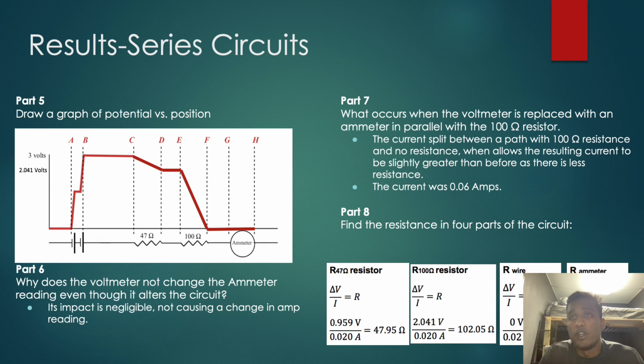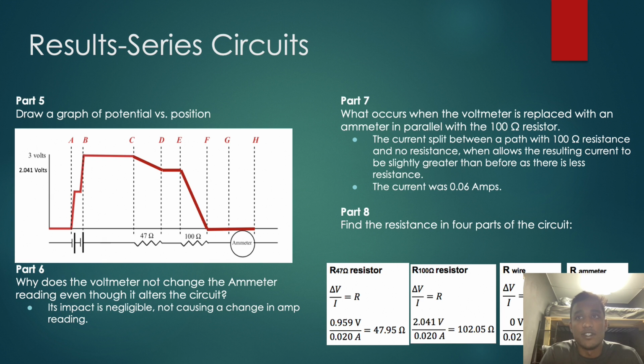We can also ask what occurs when the voltmeter is replaced with an ammeter in parallel with the 100 ohm resistor. In this case, the current would split between a path with 100 ohm resistance and a path with no resistance. This is because it allows the resulting current to be slightly greater than before, as there is less resistance. In this case, the current would be 0.6 amps.